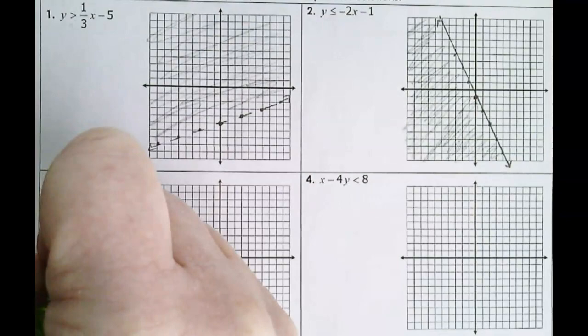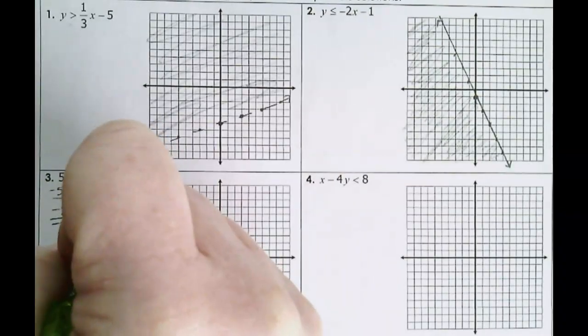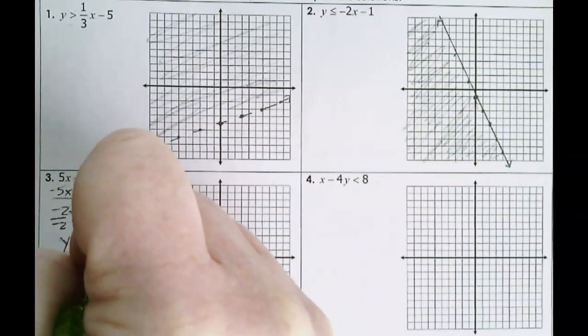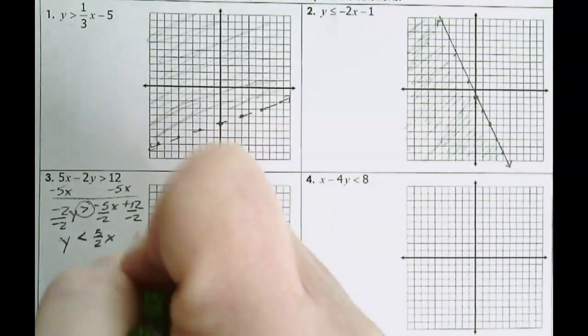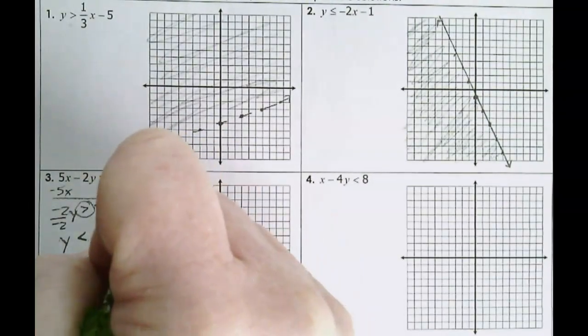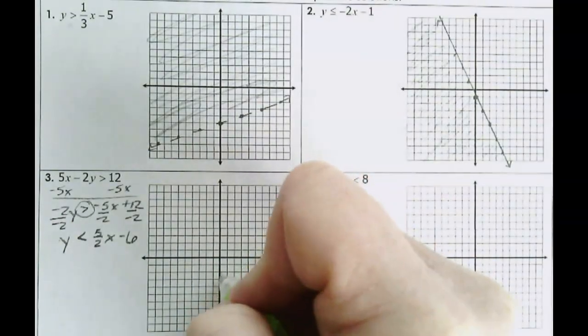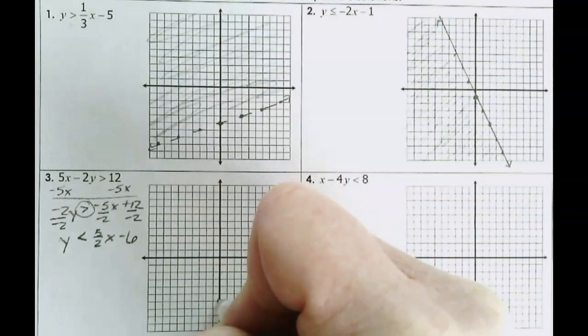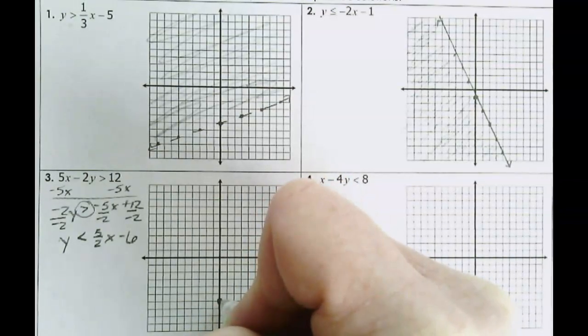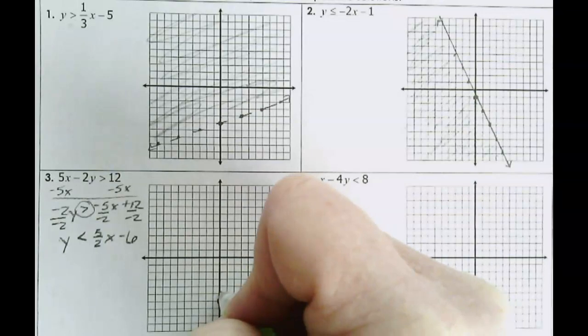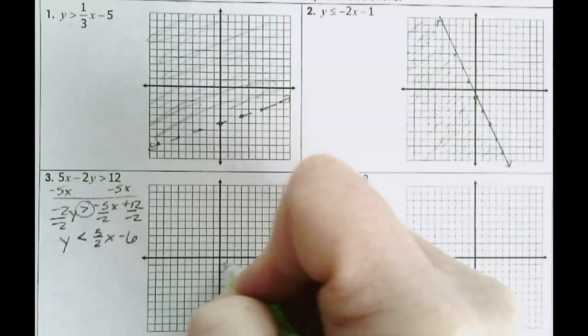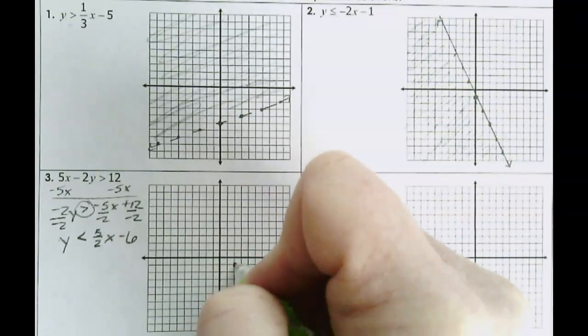So y is now less than, a negative and a negative make positive 5/2 x, and positive 12 divided by -2 would be -6. Okay, start at -6. Then my directions say I go up 5 over 2. I'm going to put at least 2 on here.